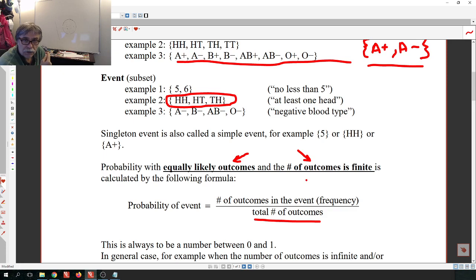So that event, that line segment, is not empty. I have some points on that line segment. Yet the probability I'm going to hit those points is 0. This is what we call negligible probability. It could happen, but the probability is 0. So it's possible, but not probable. All right?